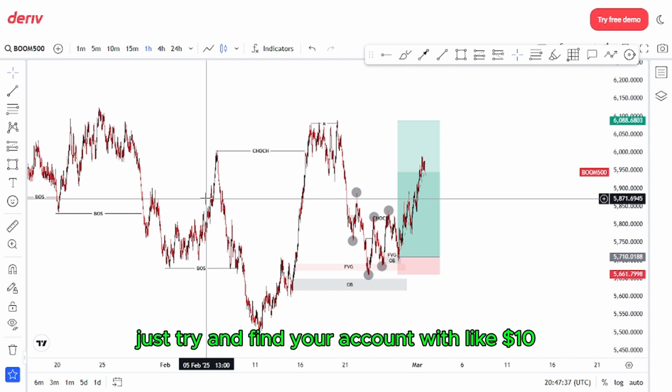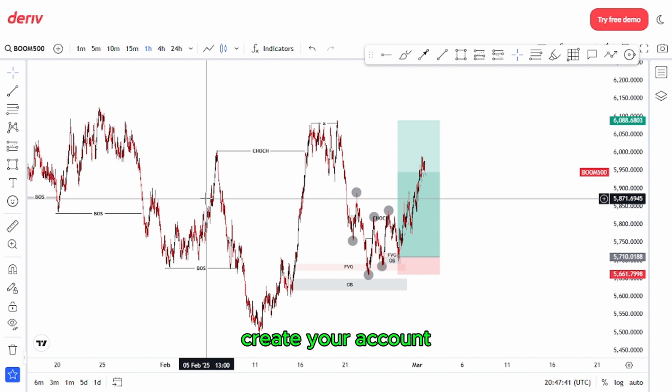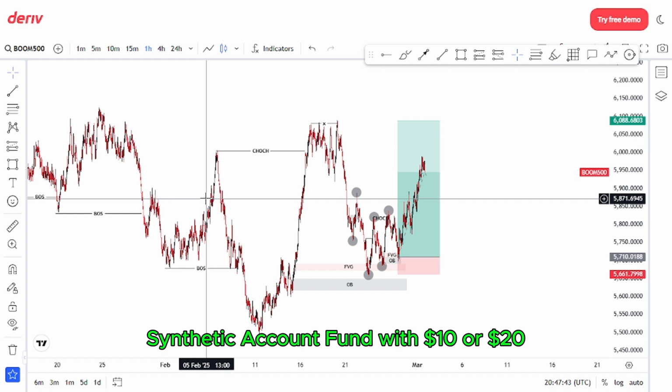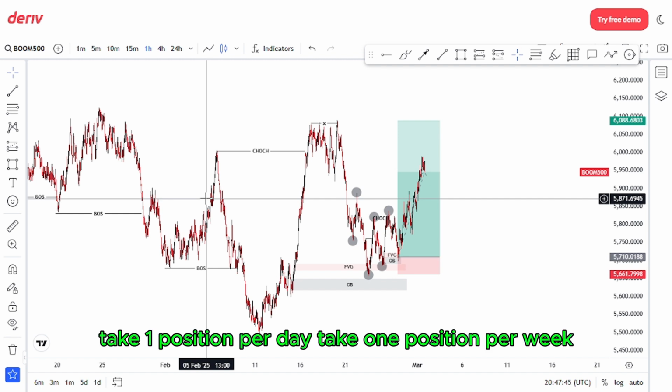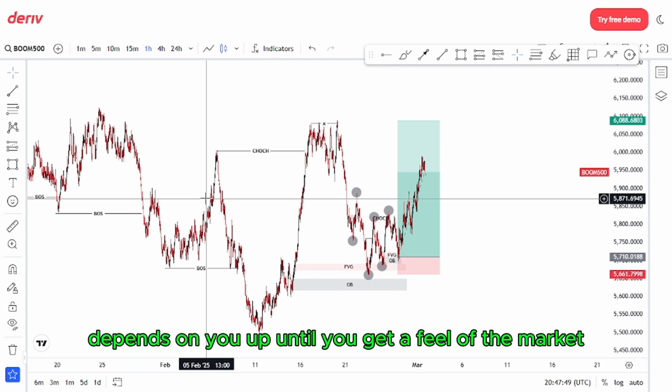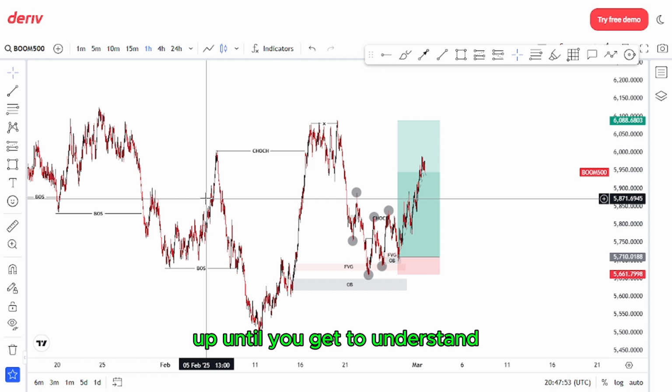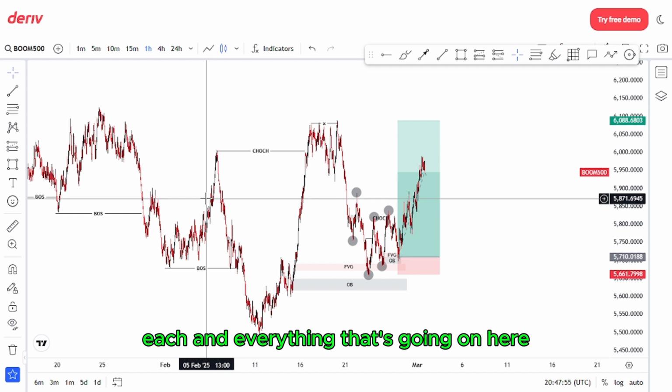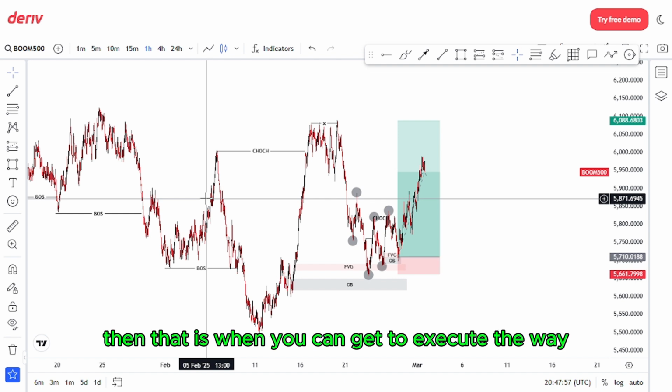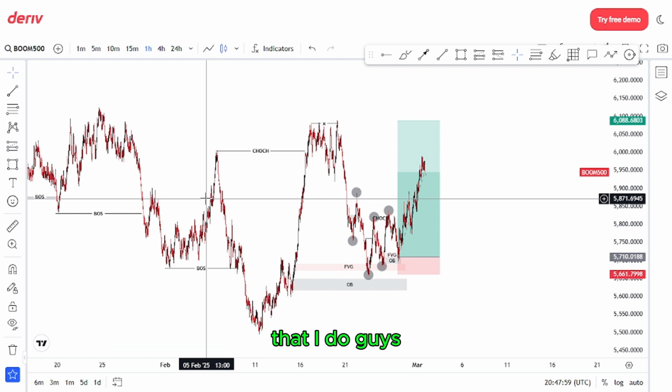Just try and fund your account with like $10. Use the link in the description below, create your account, synthetic account, fund with $10 or $20, take one position per day, take one position per week, per month, depends on you, up until you get a feel of the market, up until you get to understand each and everything that's going on here. Then that is when you can get to execute the way that I do, guys.